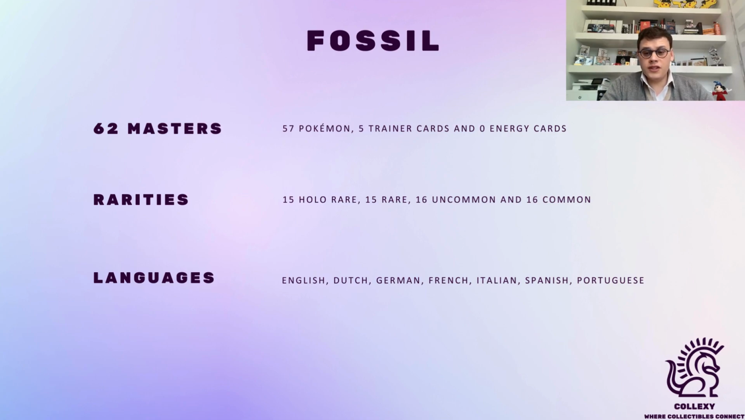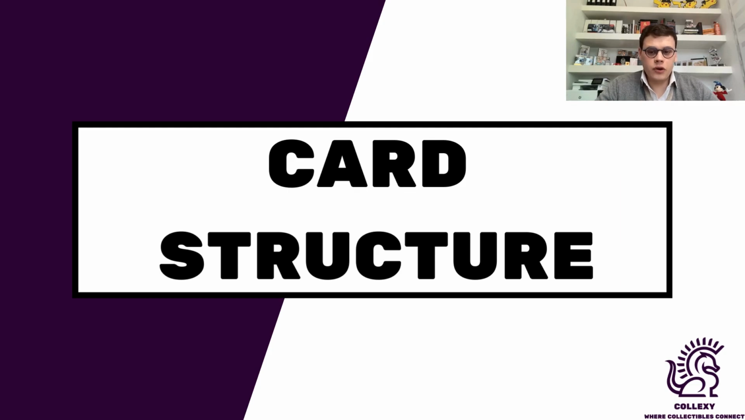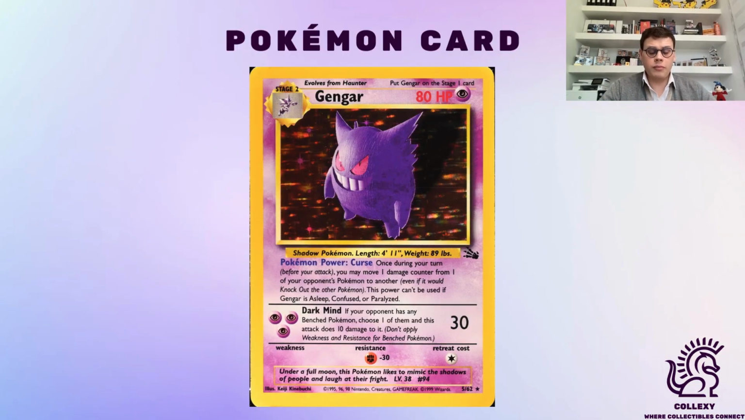The Fossil set was also printed in the following languages, which are the same as the Jungle set, which are English, Dutch, German, French, Italian, Spanish, and Portuguese. So once again, for completeness sake, we will also take a look at the card structure. However, the card structure will not be that much different from the card structure discussed in the base set and the jungle sets. So the structure of a Pokemon card is, like I just said, not that much different from the base set and the jungle set.